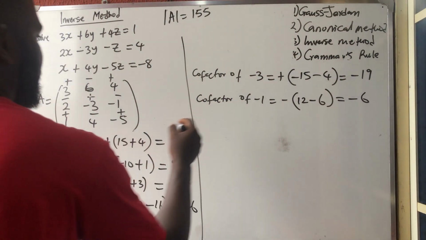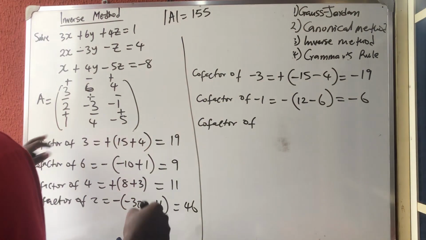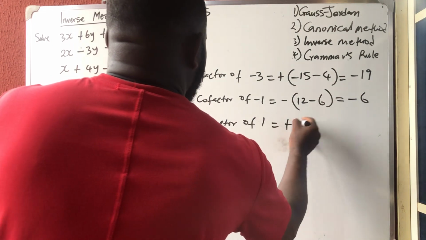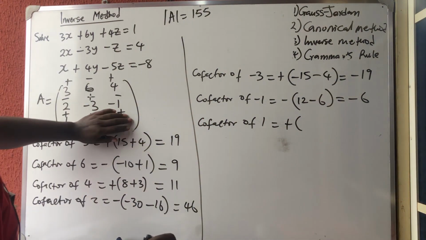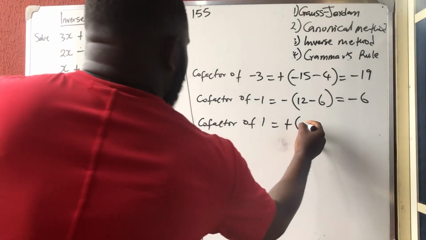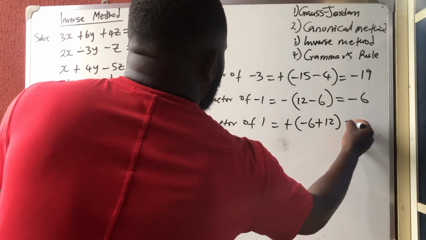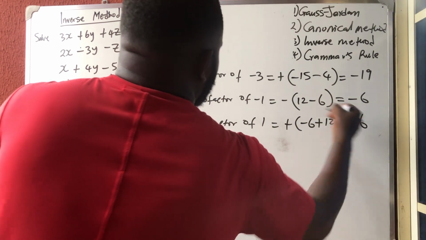Okay, so the next one is cofactor of 1. Cofactor of 1 is a positive, so I'm closing this side, I'm left with 1 2 3 4. So 6 times 1 minus 6 minus, this time this is 12, so I'm having plus 12, so both of them is giving me just 6.